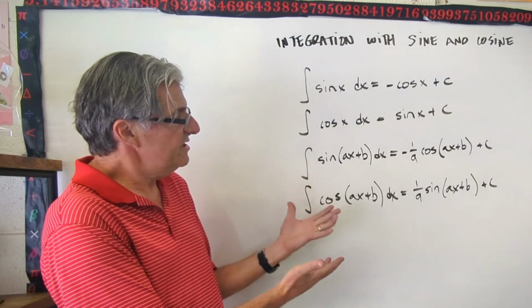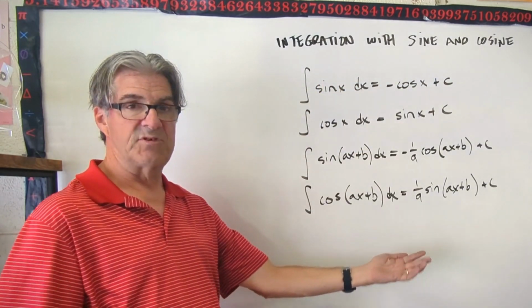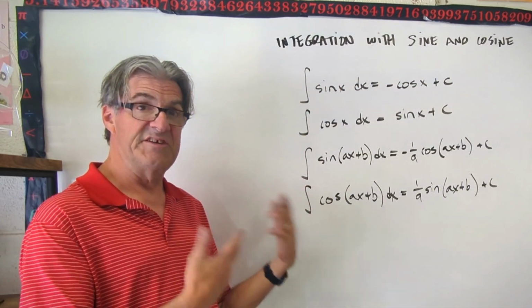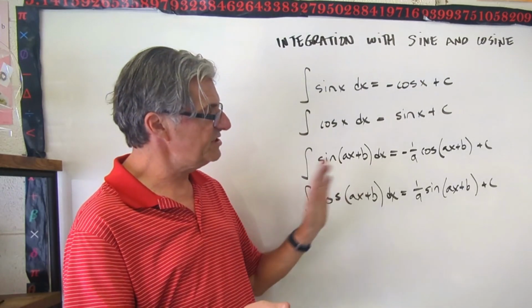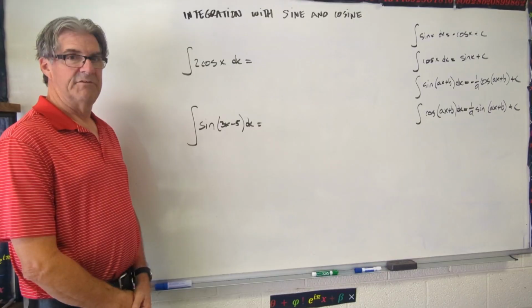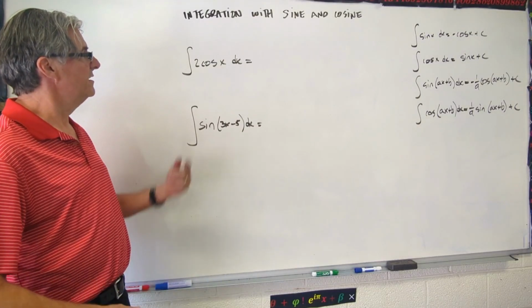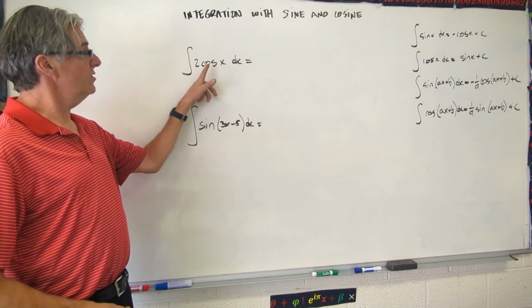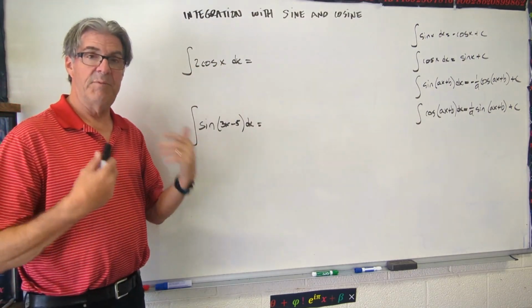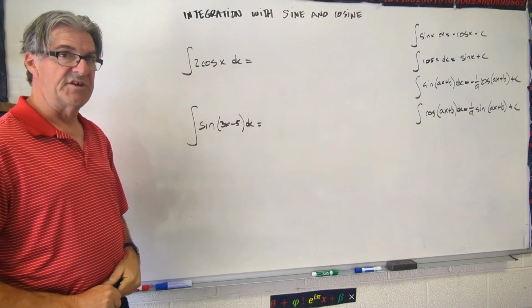So basically, we're going to do problems with these types of rules, and then we're going to throw a few other things in there to complexify it. But basically, these are the rules for this lesson. Okay, let's do a couple problems. First one, the integral of 2 cosine x dx. Now, pause the video and go ahead and give that one a shot.